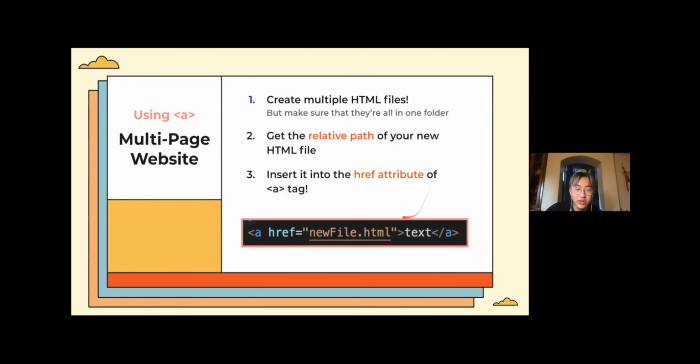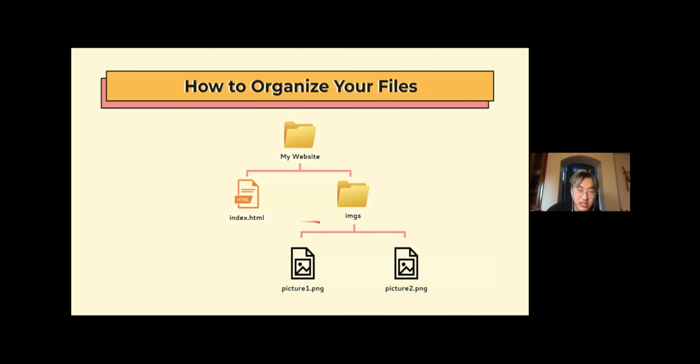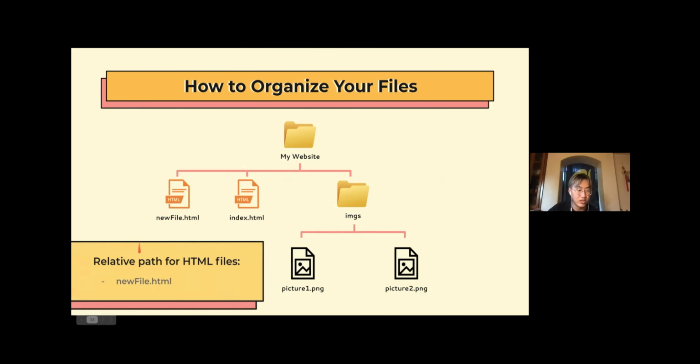So, how to organize your files using this. We have this picture from before, with my website folder containing the HTML file, the images folder and everything. But in order to have more HTML pages, we're going to create a separate HTML file in the my website folder. These are going to be right next to each other, so that when we try to access this new file, we can just type new file.html in the href attribute.